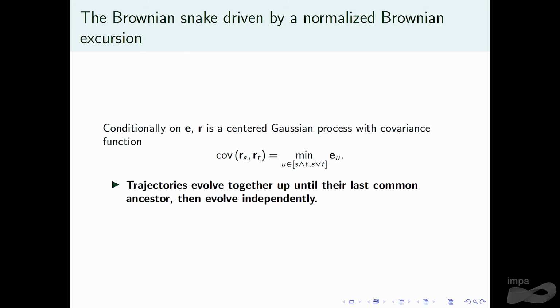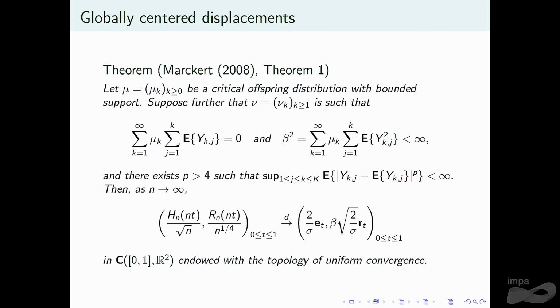Okay, so this was a natural setting to consider first, but we might want to consider more varied displacement distributions. And that's precisely what Merkel does in 2008 with this assumption of bounded support on the offspring distribution. The condition that he gives for centering is a global centering condition and a global finite variance condition. And this allows for much more varied displacement distributions.